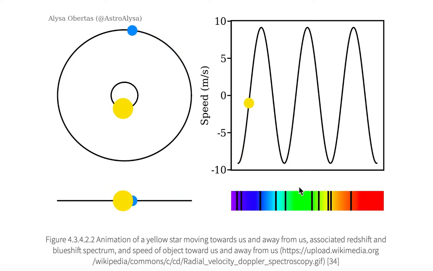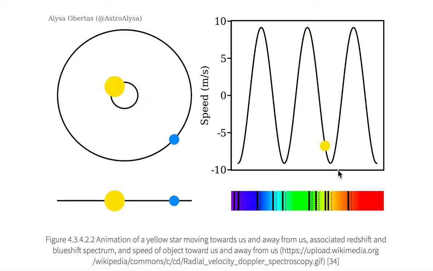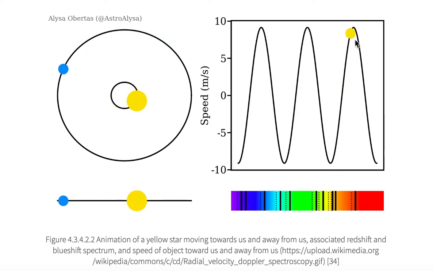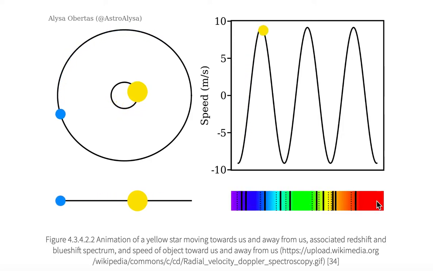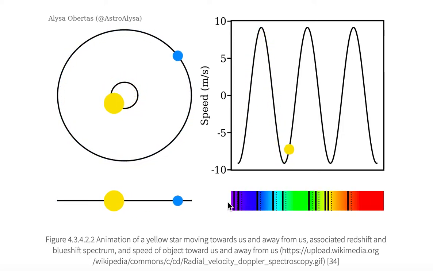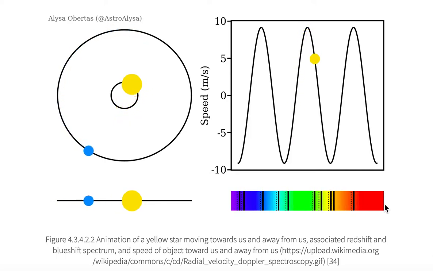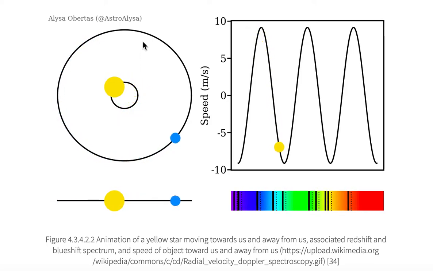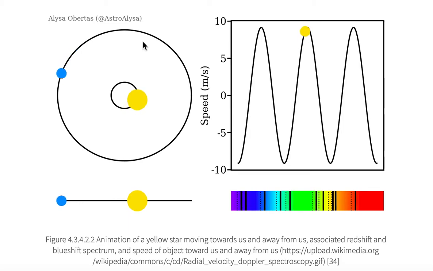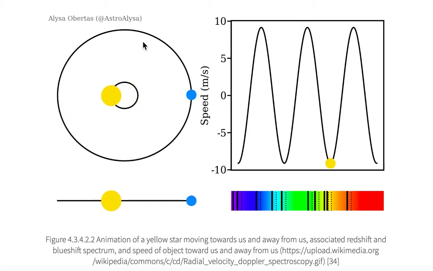So here, if you look very closely, when the star is moving towards us, away from us, towards us, and away from us, you'll see when the star is moving towards us, you get a blue shift, and when the star is moving away from us, you get a red shift. Shift to the blue is a blue shift, shift to the red is a red shift. A blue shift is when the star is moving towards us, and a red shift is when the star is moving away from us. So we see cyclically changing blue shifts and red shifts.